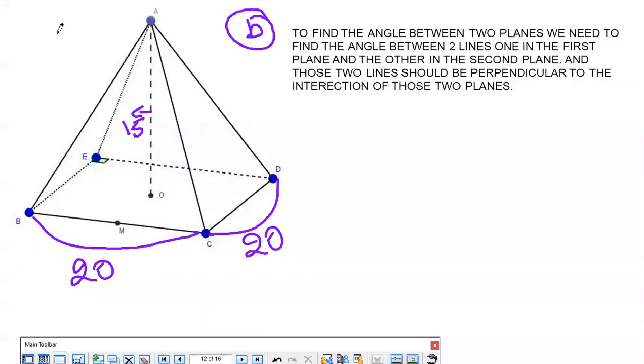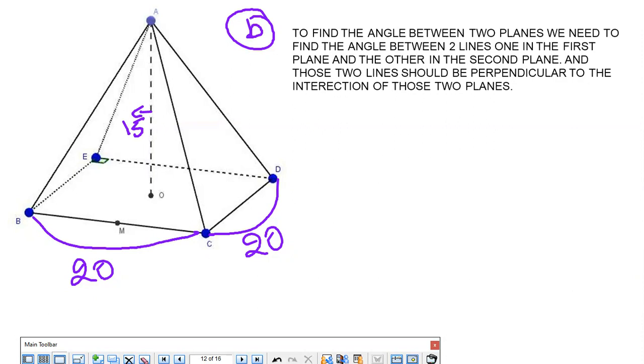Now, the definition is to find the angle between two planes, two faces. It is the angle between two lines. Those two lines, one should be in the first plane and the other should be in the other plane. Any two lines? Not any two lines. Those two lines should be perpendicular to the intersection of those two planes.